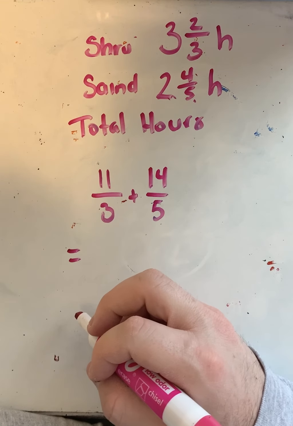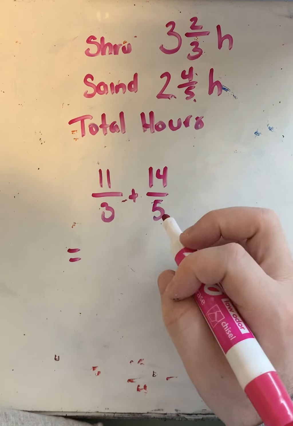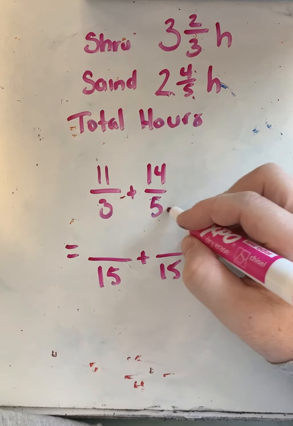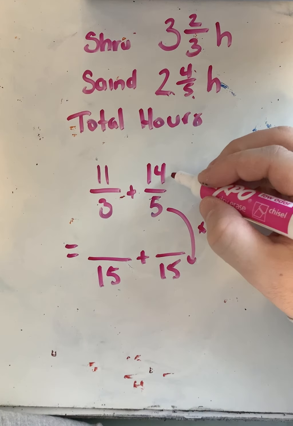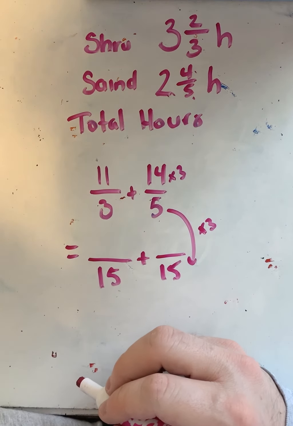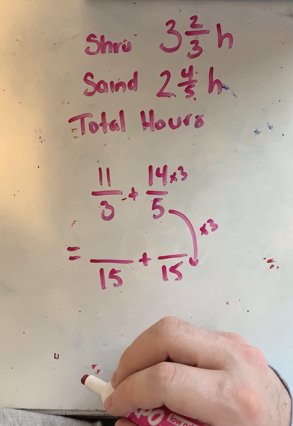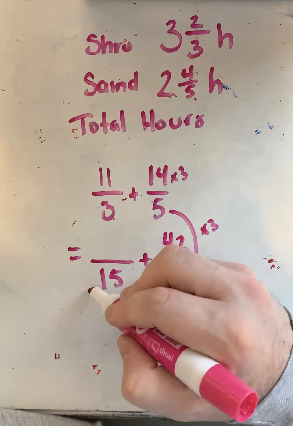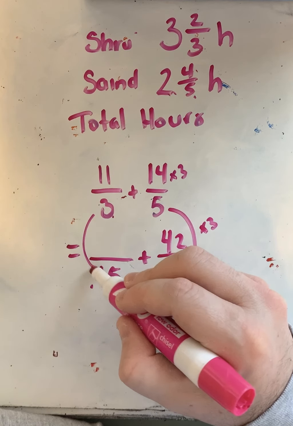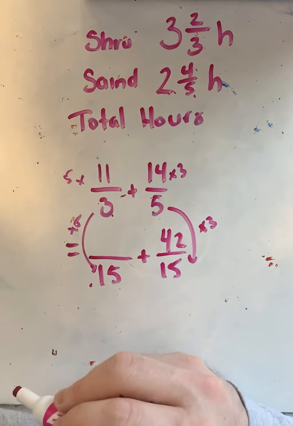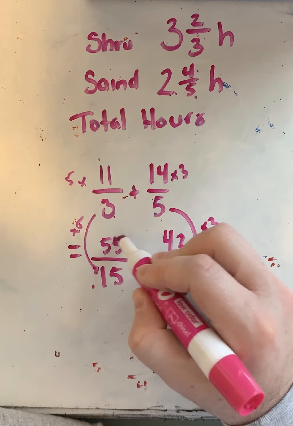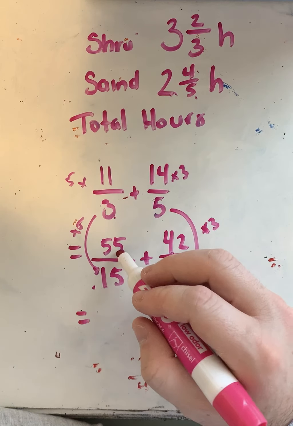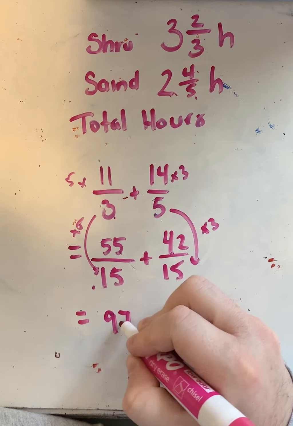Step 2, got to find a lowest common denominator. What do 3 and 5 go into? 5, 10, no, 15, yes. So turn this to 15 plus 15. How do I get from 5 to 15? I multiply by 3. So I'm going to multiply this by 3. 14 times 3 is 14, 28, 42. How do I get from 3 to 15? I multiply by 5. So 5 times 11 is 55. 55 and 42. 50 plus 40 is 90. 5 plus 2 is 7. So 97 over 15.